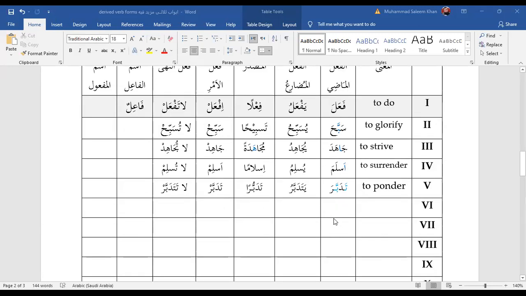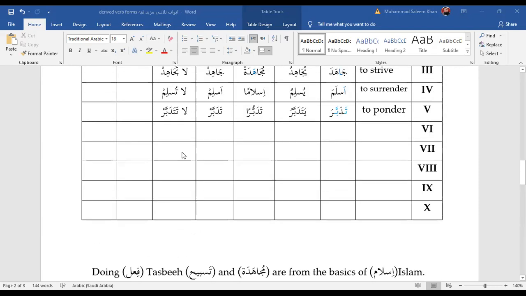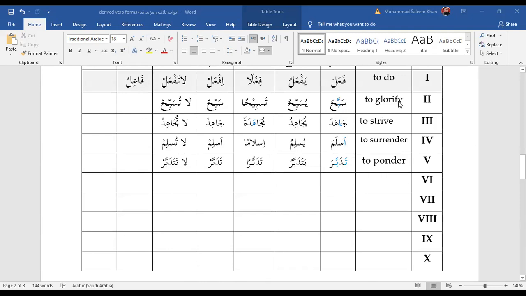And then we will continue, and then the addition is, if we do tadabbur, and that is tadabbara. So this is the addition that you have to make. So I will complete this sentence, inshallah, including all the 10 forms of the verb. And then this sentence will be a standard way of memorizing these forms of the verb. So we will stop here as of now, and we will learn, inshallah, how to make ismul fa'il for all these forms, 1 to 5, and then we will move on to 6 to 10.